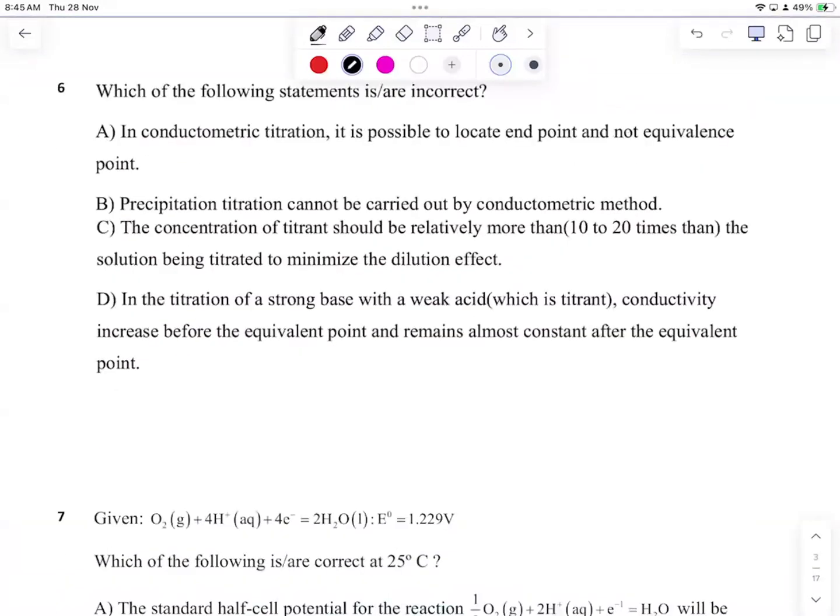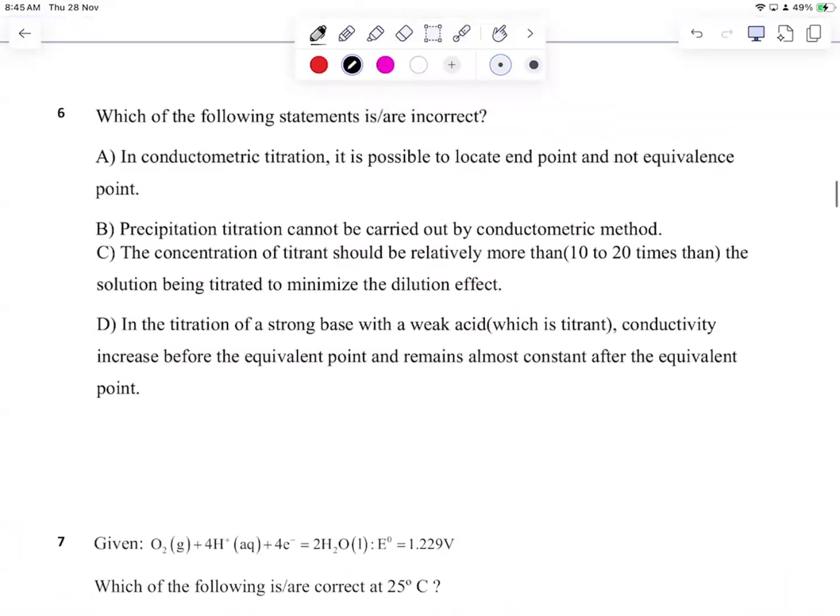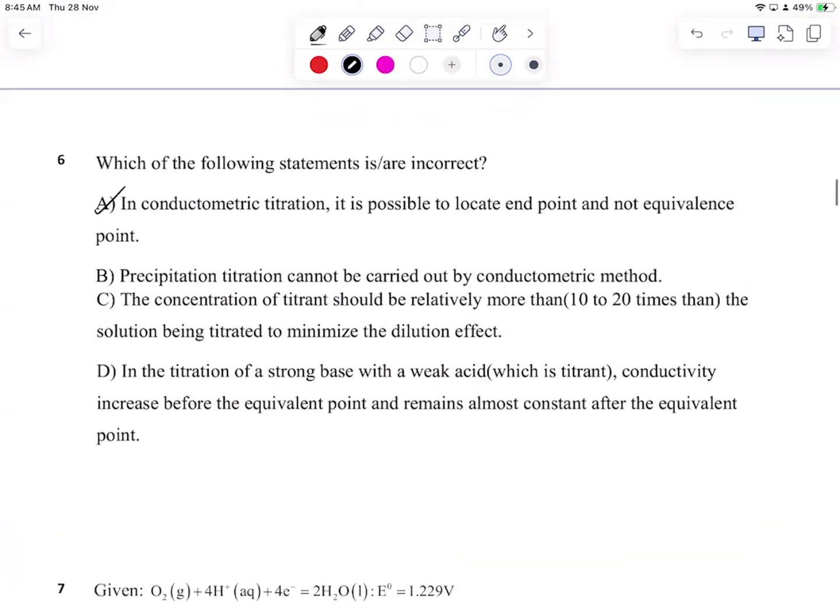Next. See the next question here, the sixth one. In conductometric titrations, it is possible to locate end point and not equivalence point. That is true. So what is this equivalence point and end point? If you remember, while we were plotting, I always wrote this as dotted lines like this. If you notice this one, this is the end point. That means practically you figure out how much it is, so where exactly to stop. Where the minimum amount of reading comes, and then it will start increasing again, that is your endpoint.